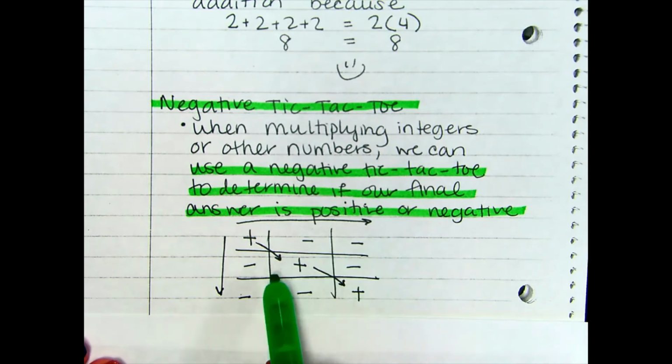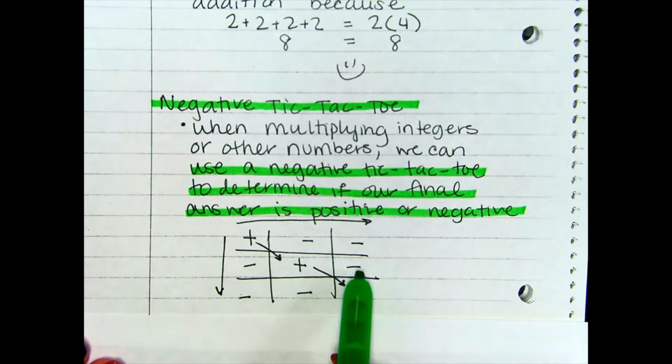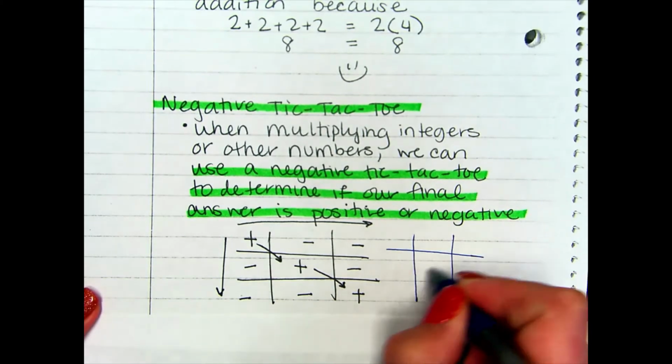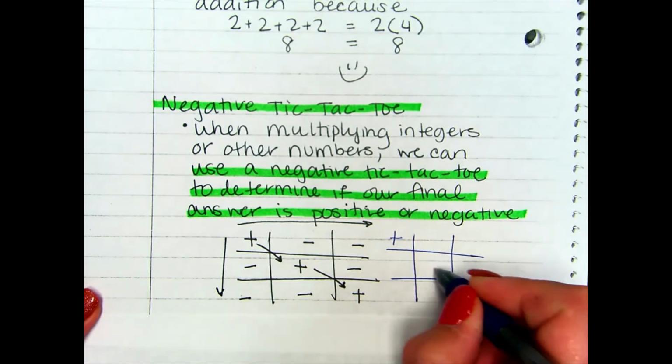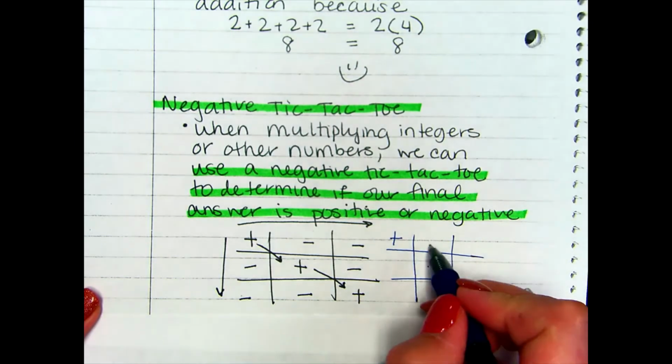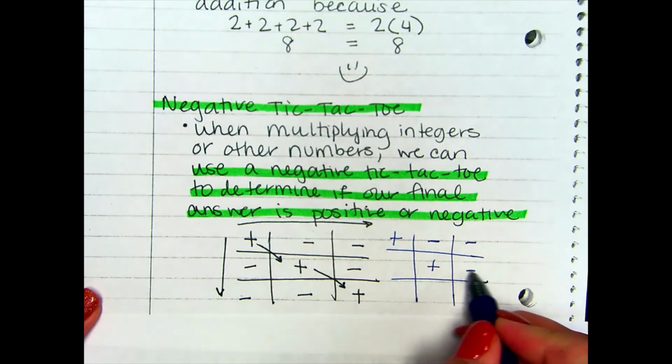I'm going to have a minus, a plus, and a minus in my middle row. And I'm going to have a minus, and a plus. The easier way to do this, or to think about this, is if we draw our tic-tac-toe, we put plus signs going in a diagonal, and then everywhere else here is going to get a negative.